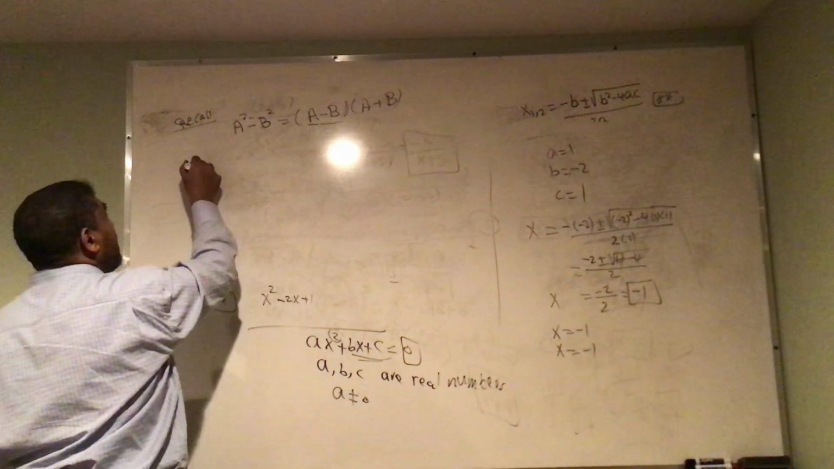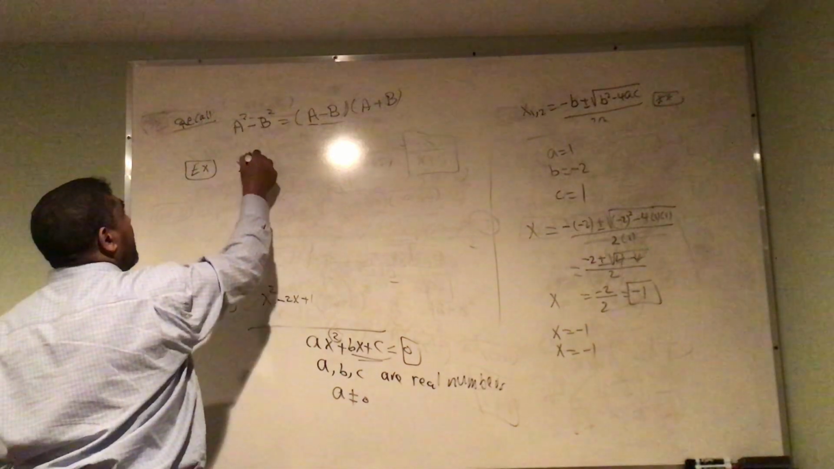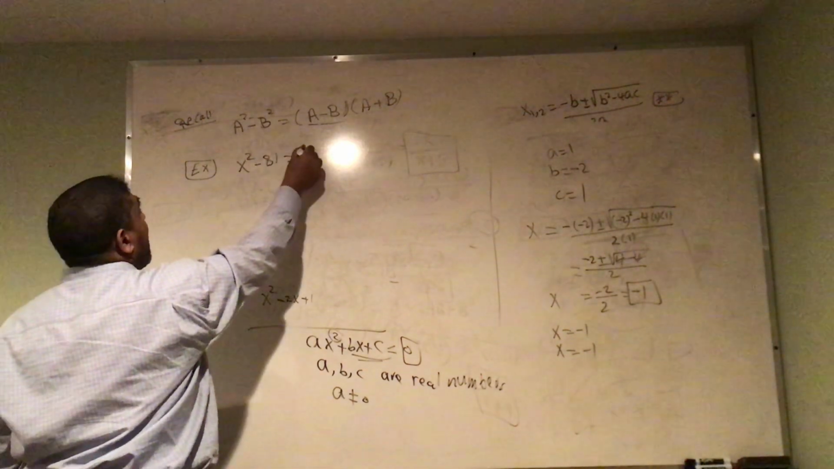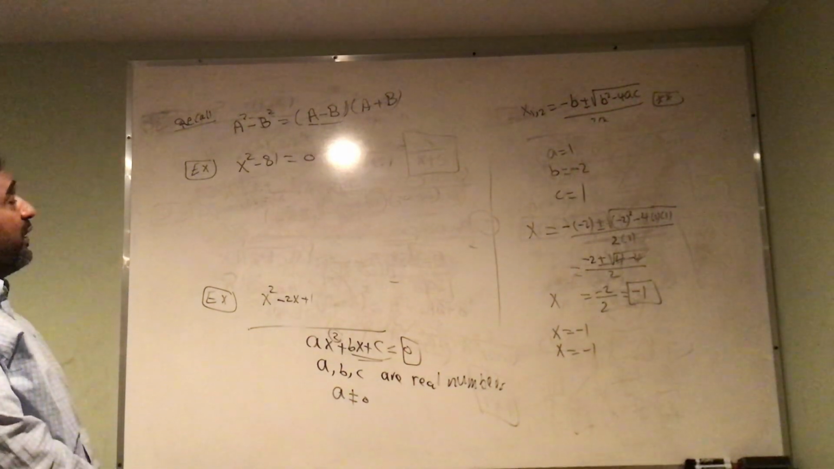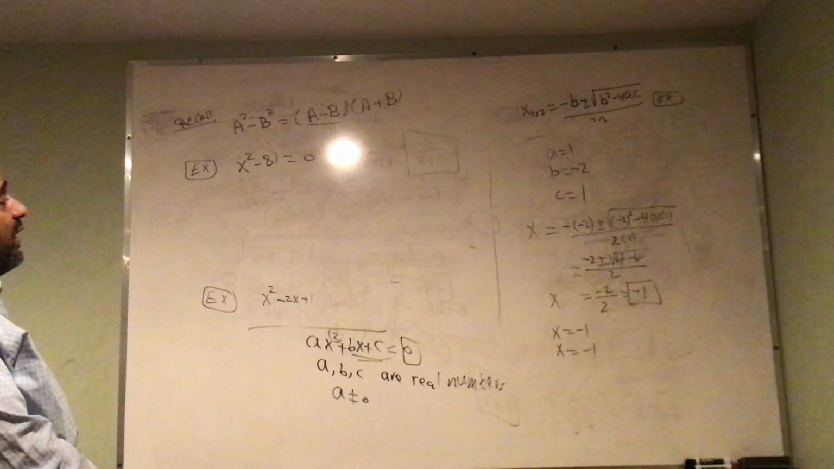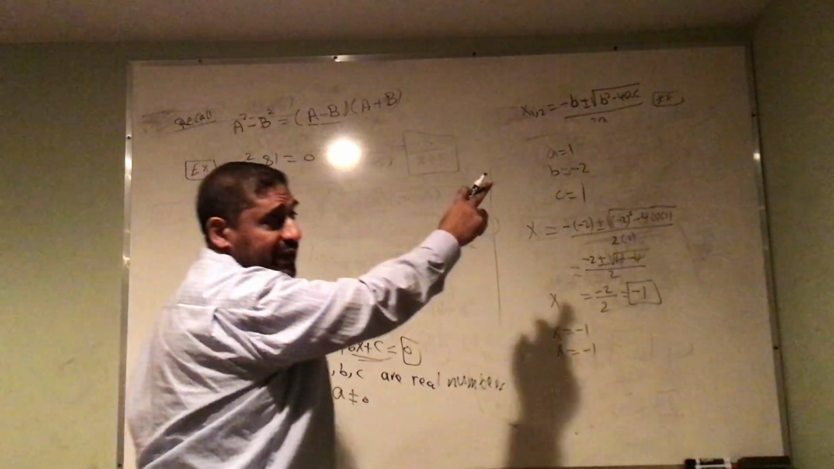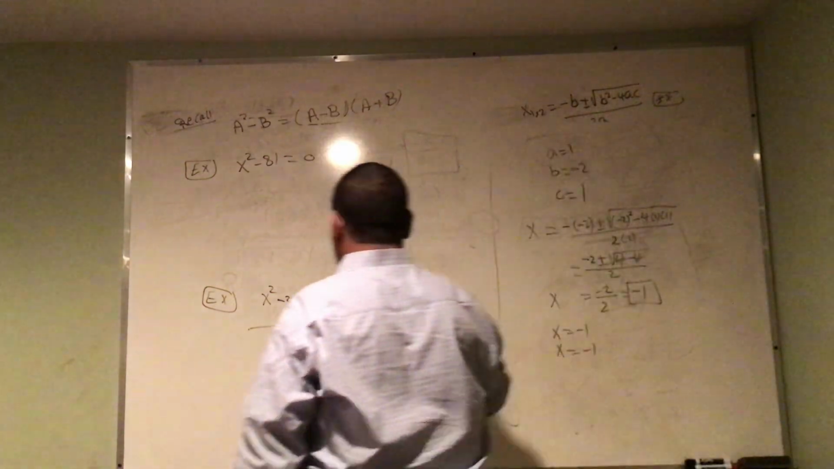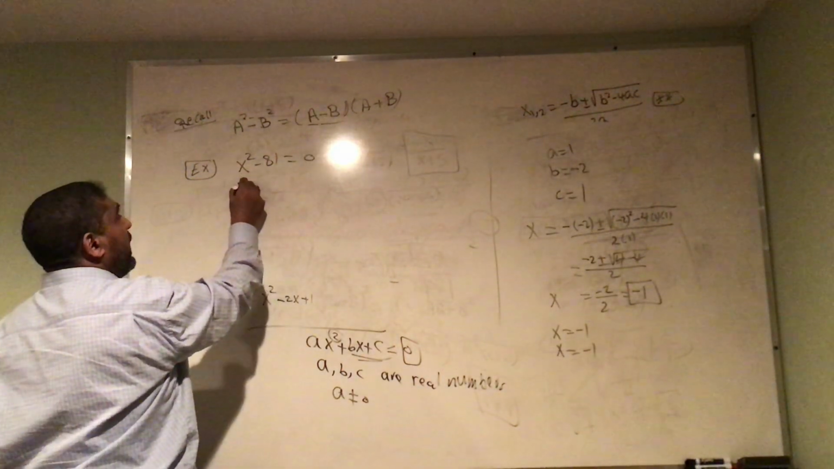So now, for an example, if you have x squared minus 81 equals 0, how do you solve this? I'm going to explain a few ways. One way, you can use the quadratic formula: compare what your a is, what your b is, what c is. That's one way. You can do that at home, guys.